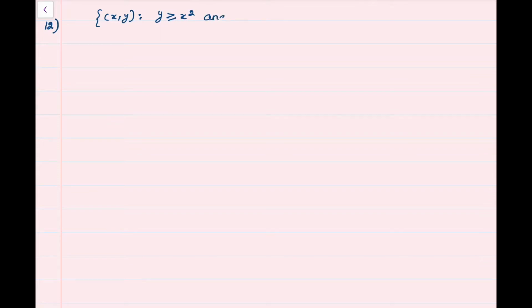We will continue miscellaneous exercise on chapter 8, application of integrals. Question number 12. Find the area bounded by the curves set of all x, y such that y is greater than or equal to x square and y is equal to absolute value of x. It is same as question 9 of exercise 8.1.